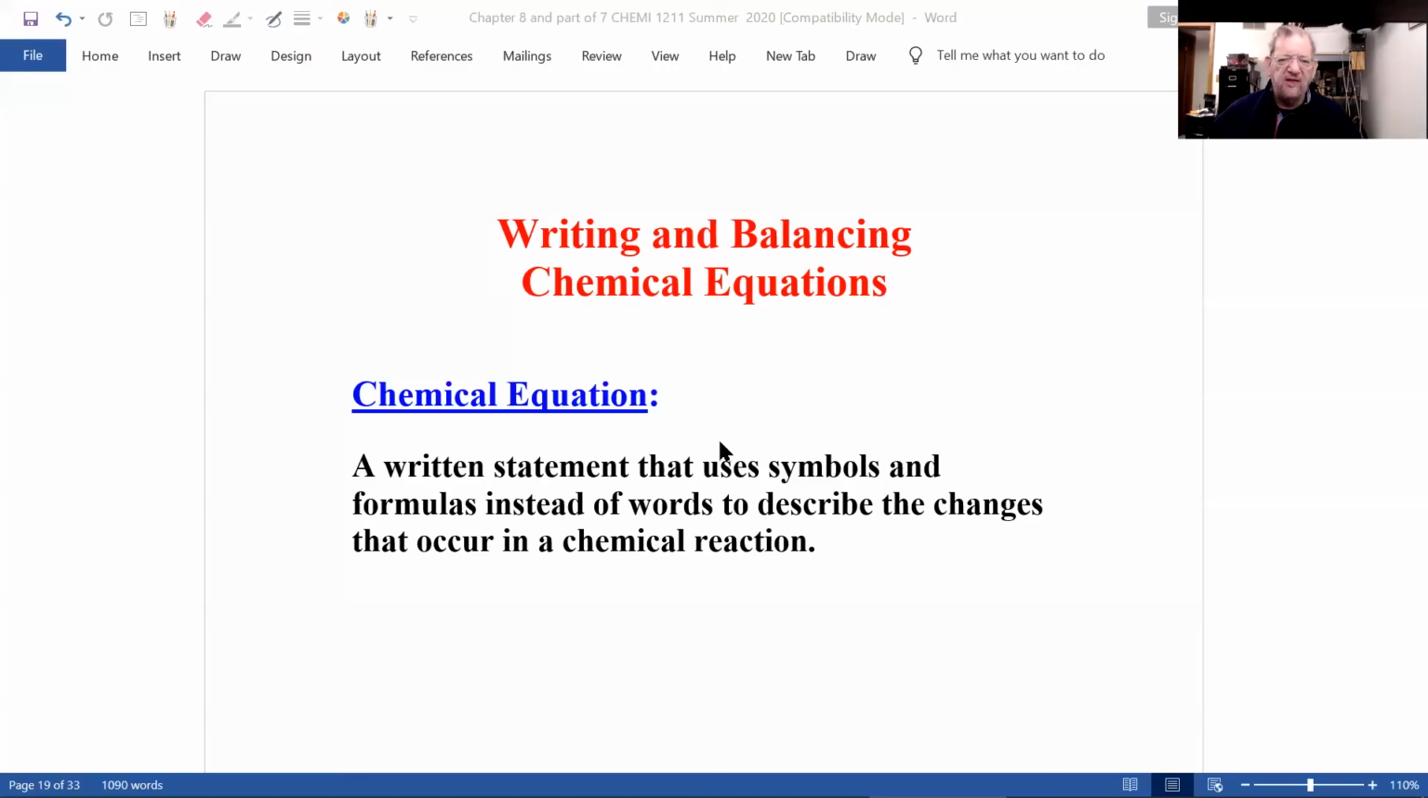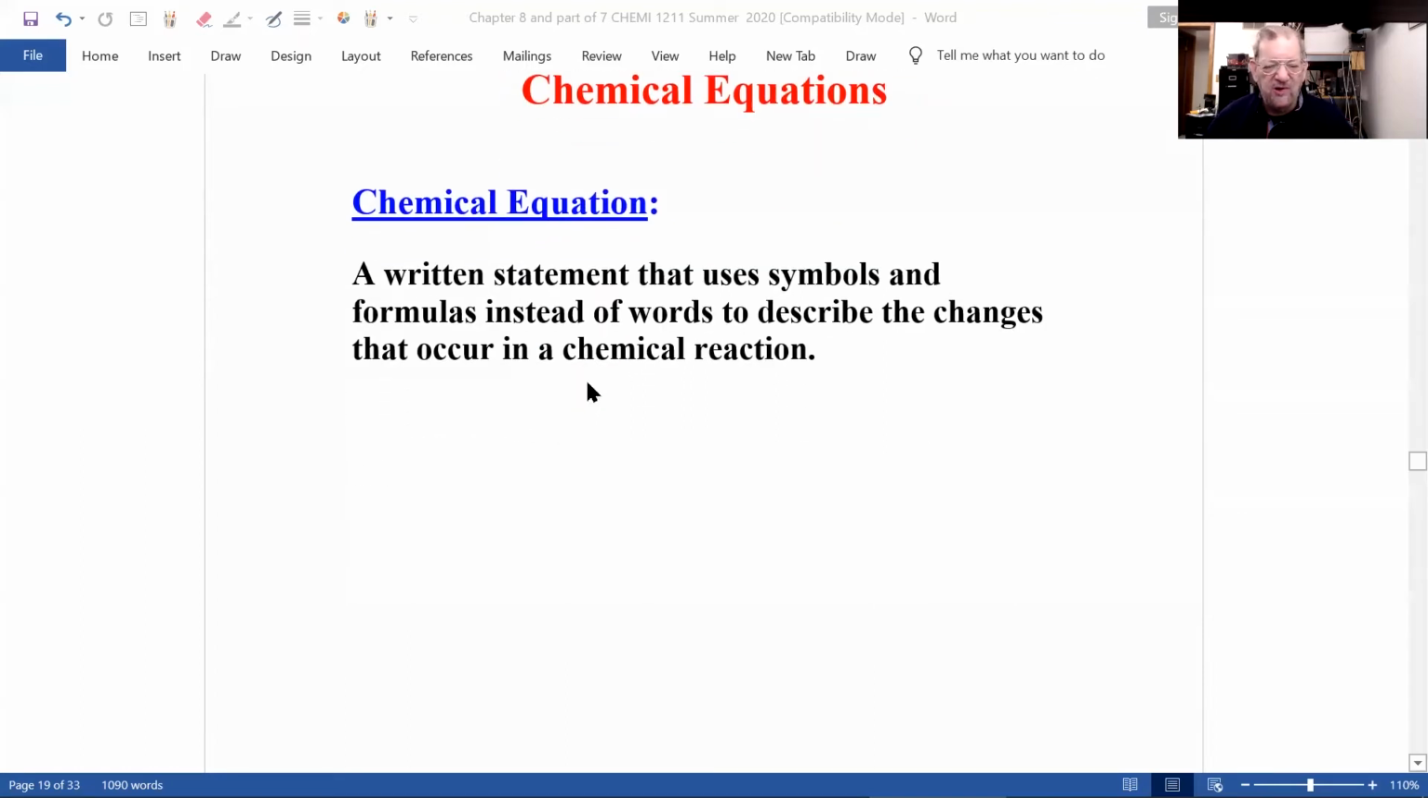New stuff. Chemical equation. If I could turn the switch up to 100, I just did, even though it only goes up to 10. That's how important. Now, what is a chemical equation? I'll never ask this on a test, but you should know a chemical equation is a written statement that uses symbols and formulas instead of words to describe changes that occur in what we call a chemical reaction. Mix two things together, make something new. How do you describe that in chemistry? Chemical equation.